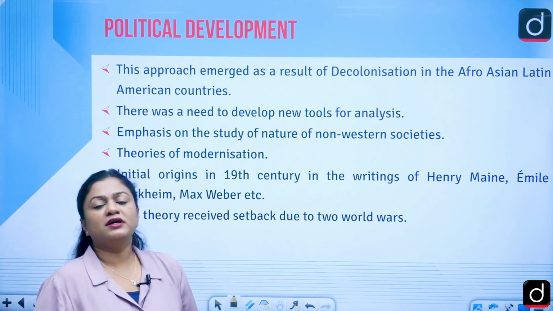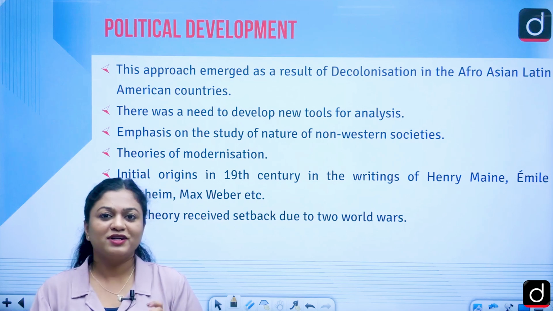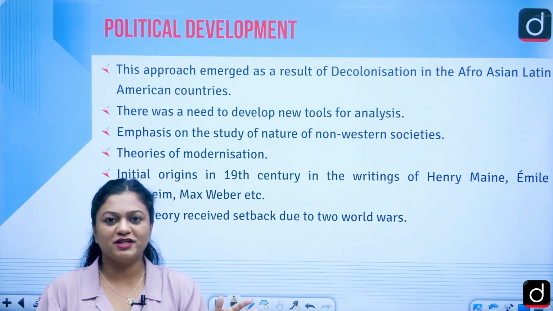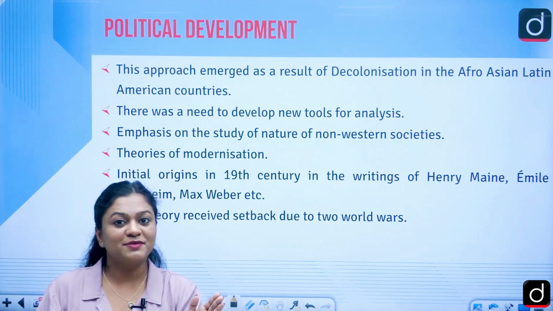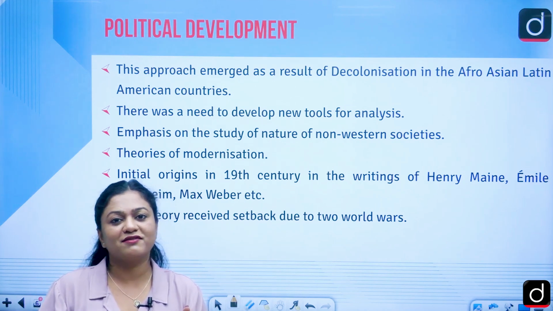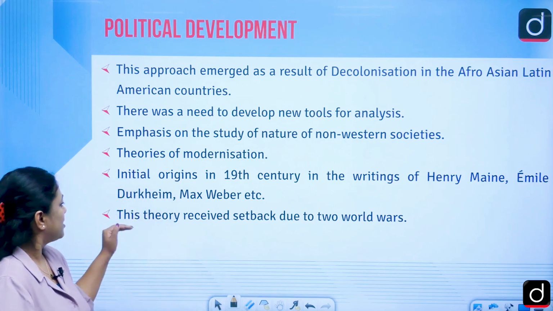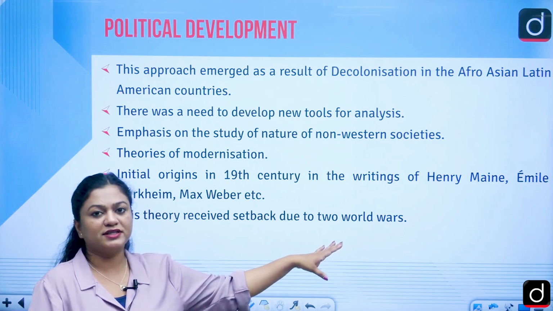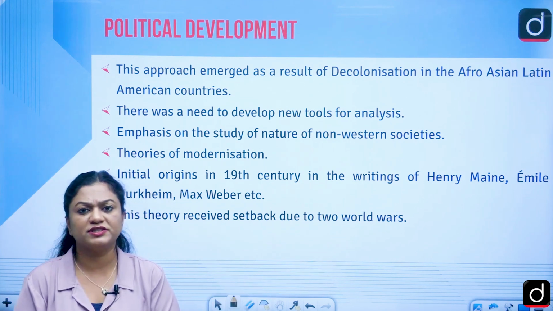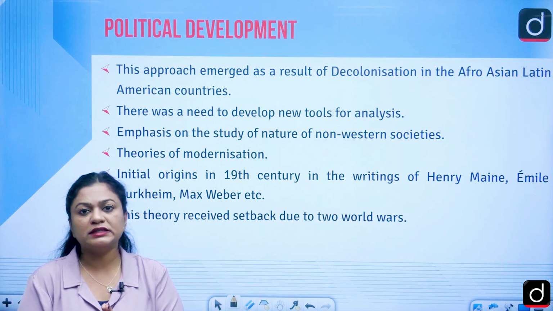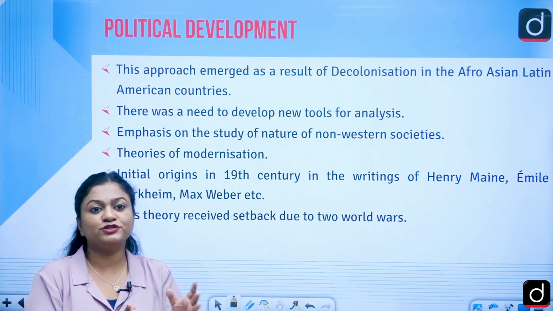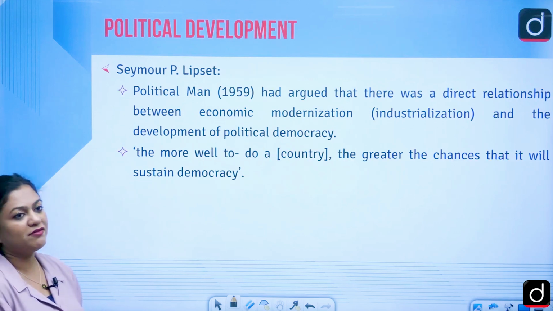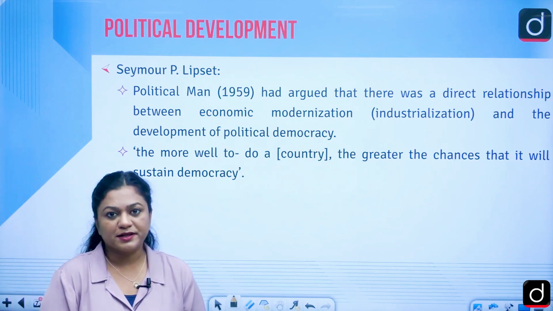If you remember, Max Weber talked about three types of authority: the traditional authority, then the charismatic authority, and third, the rational legal authority. The Weberian theory and the ideas of Emile Durkheim received a setback during the two world wars because Europe was in chaos. Later on, it was revived by thinkers like S.M. Lipset.